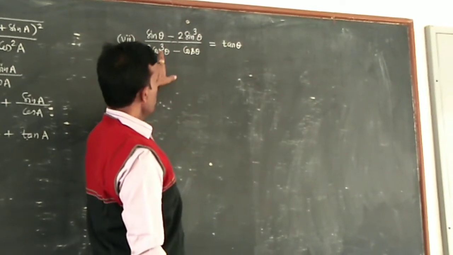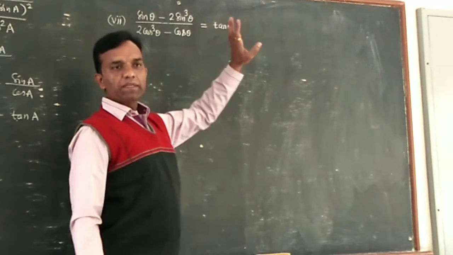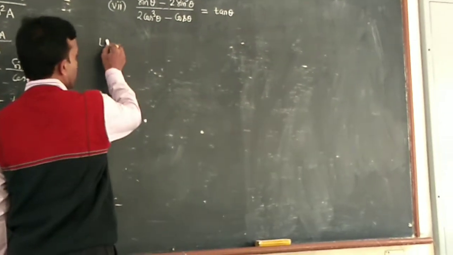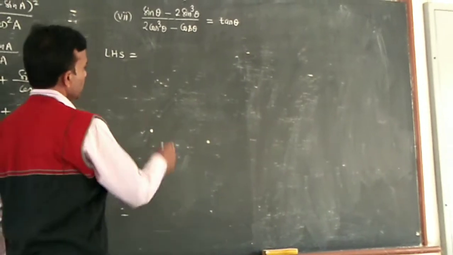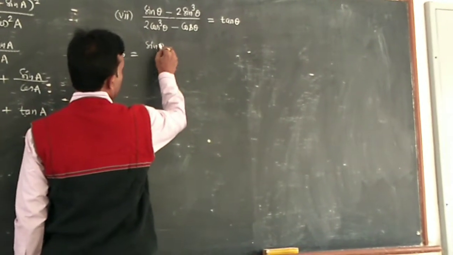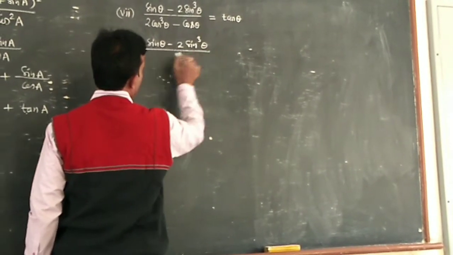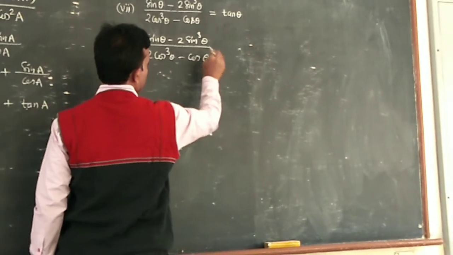The next question is question number 7, in which you have (sin theta minus 2 sin cube theta) upon (2 cos cube theta minus cos theta), and on the right hand side only a single trigonometric ratio, tan theta. So you write down first the LHS part, because the LHS part is bigger. Then sin theta minus 2 sin cube theta and 2 cos cube theta minus cos theta.